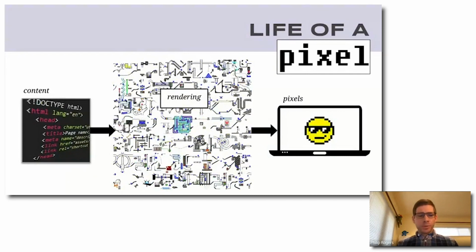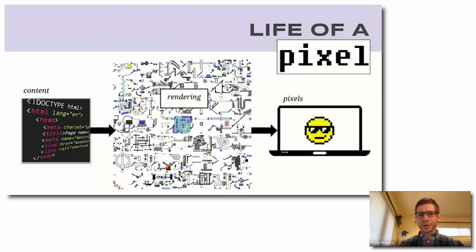All right, so what is rendering? Rendering takes content. This is what the web developer has specified, and turns it into pixels. This is like colors on the screen. So we're going to talk about this huge block in the middle called rendering.